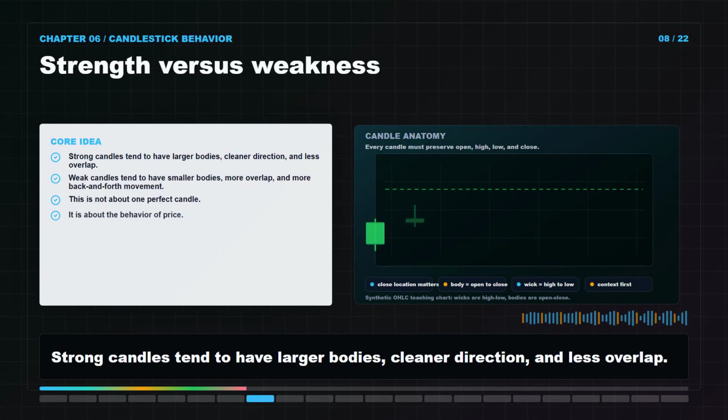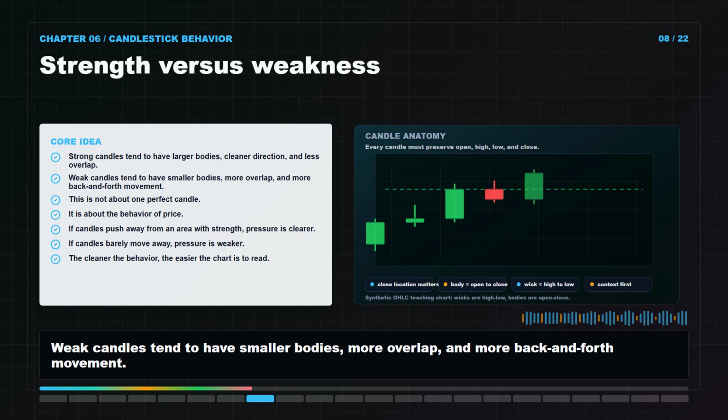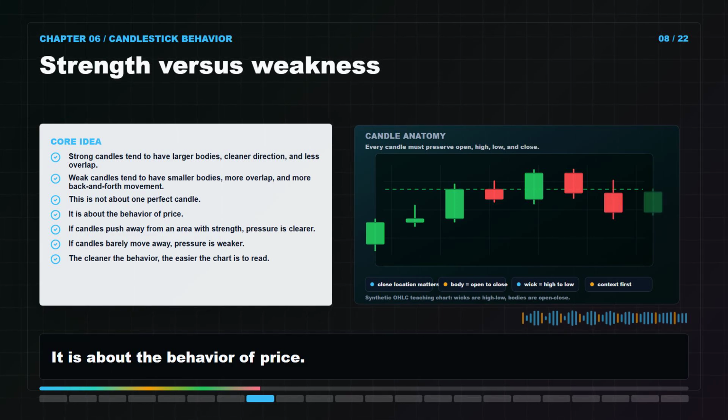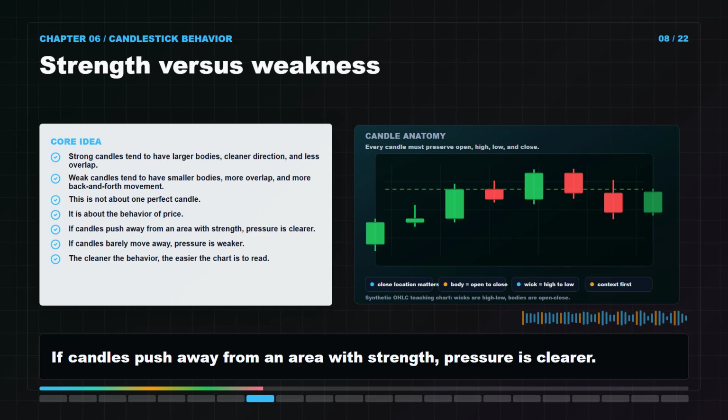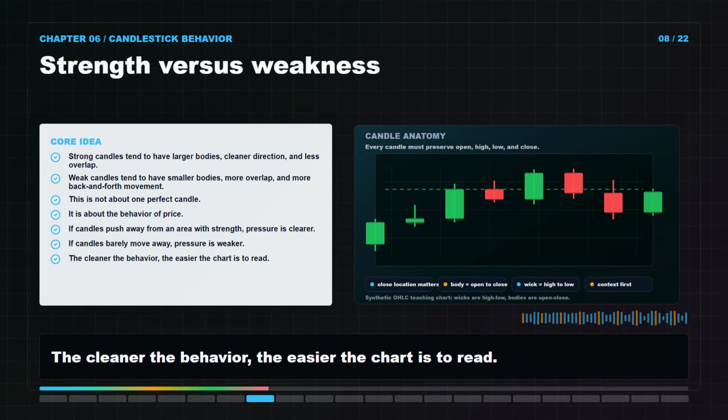Strong candles tend to have larger bodies, cleaner direction, and less overlap. Weak candles tend to have smaller bodies, more overlap, and more back and forth movement. This is not about one perfect candle, it is about the behavior of price. If candles push away from an area with strength, pressure is clearer. If candles barely move away, pressure is weaker. The cleaner the behavior, the easier the chart is to read.